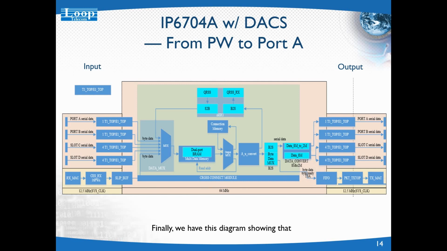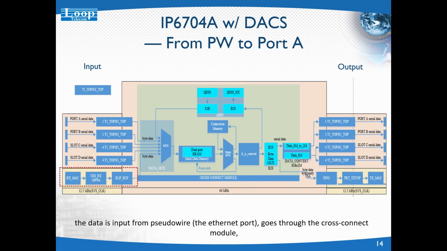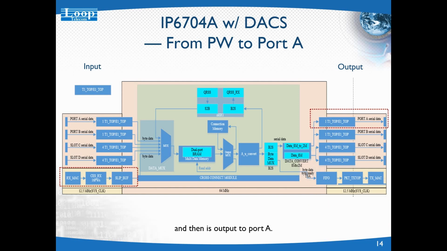Finally, we have this diagram showing that the data is input from pseudowire, the Ethernet port, goes through the cross-connect module, and then is output to port A.